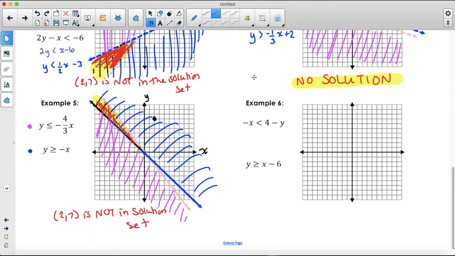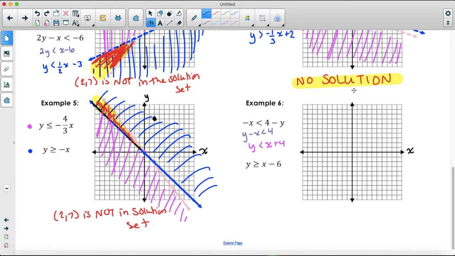On this last one, we need to put this first inequality into slope-intercept form. So on this one, I will actually add this y to the other side so that it's on the left. So I'll have positive y minus x is less than 4. Now I can get y by itself by just adding the x to the other side. So we'll have y is less than positive x plus 4. I did not have to worry about the negative because I added it to the other side, which does not affect the inequality. Then the second one is already in slope-intercept form, so we can go ahead and graph both of these.